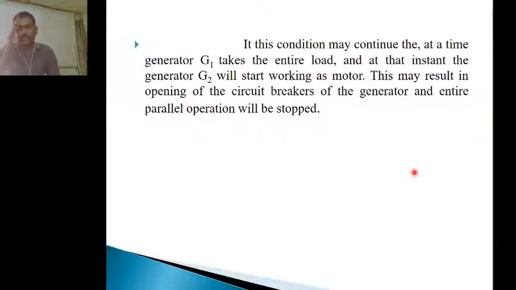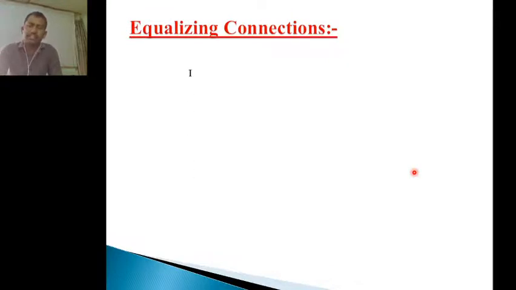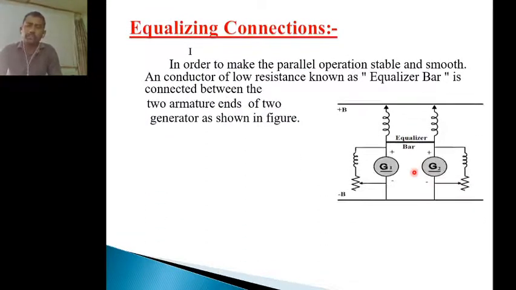That's why generator G2 can act as a motor, and there is a possibility of the circuit breaker operating, and then generator G2 will be disconnected from the bus bar connections by the circuit breaker. So our parallel operation intention will be stopped. In order to overcome this, we have to maintain equal sharing of the load.